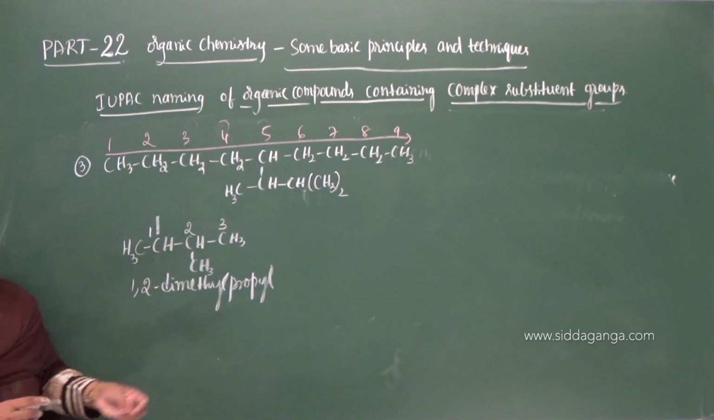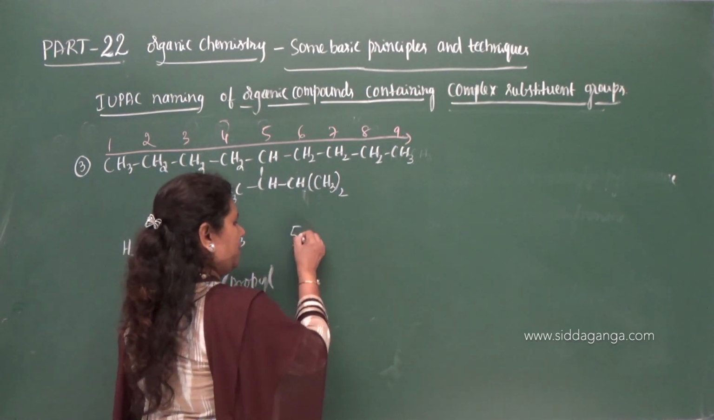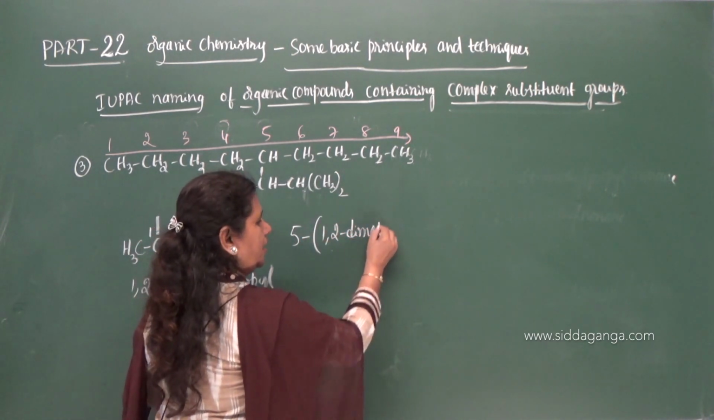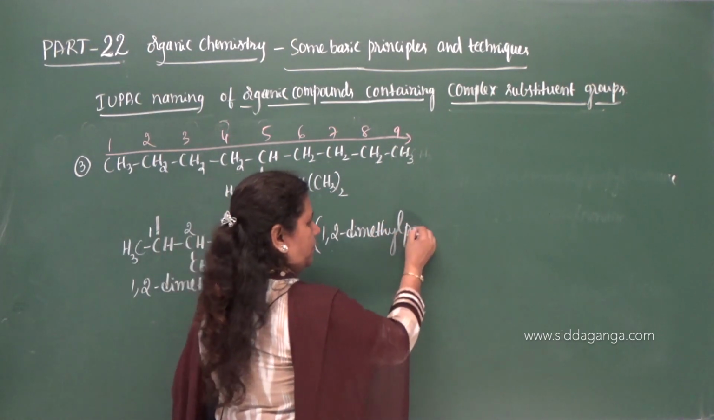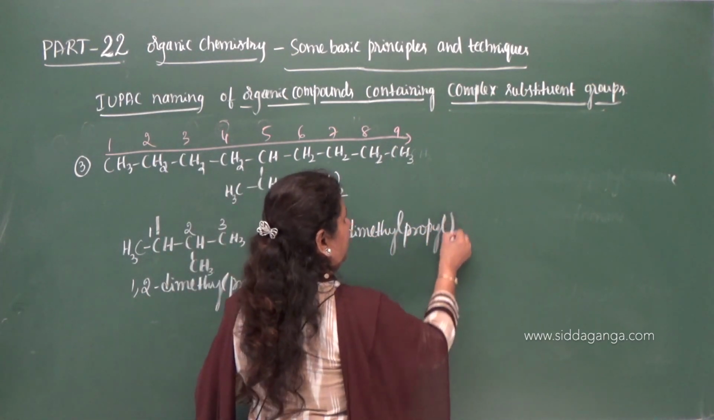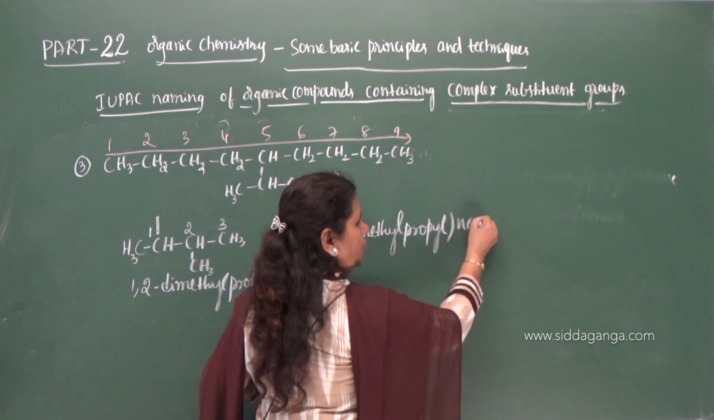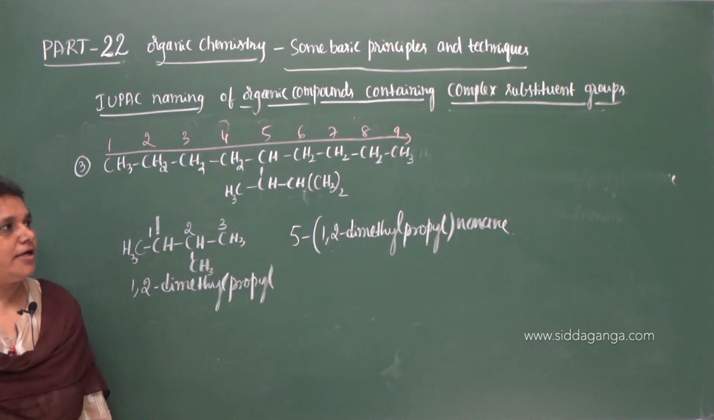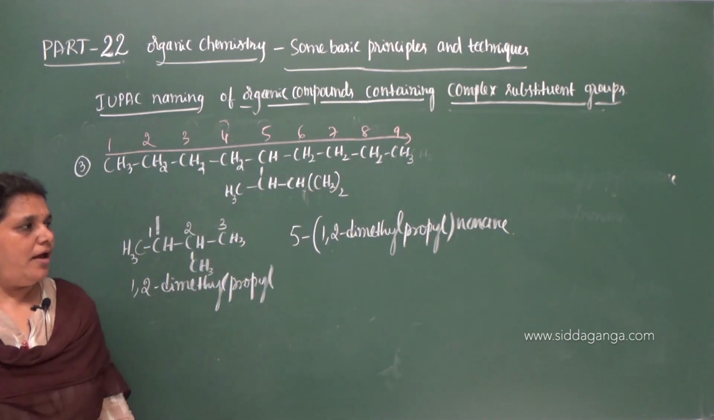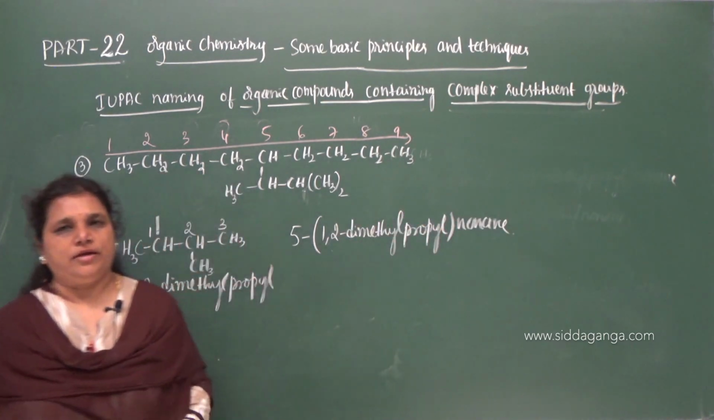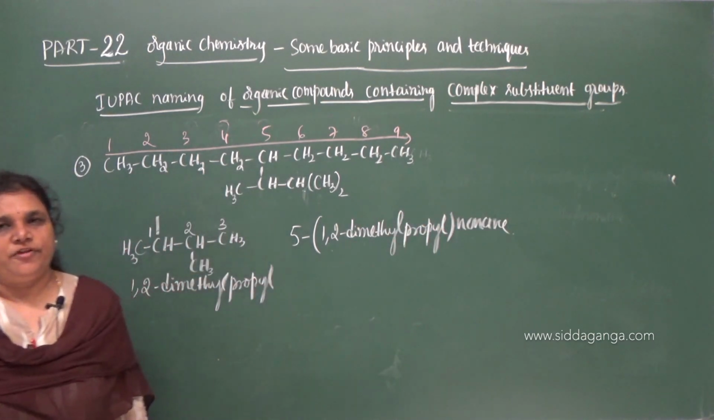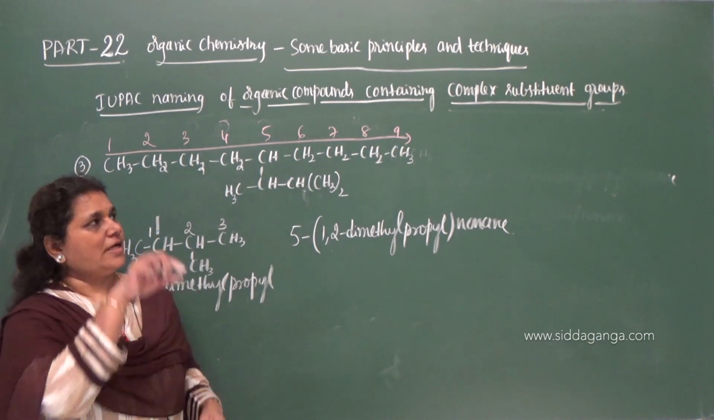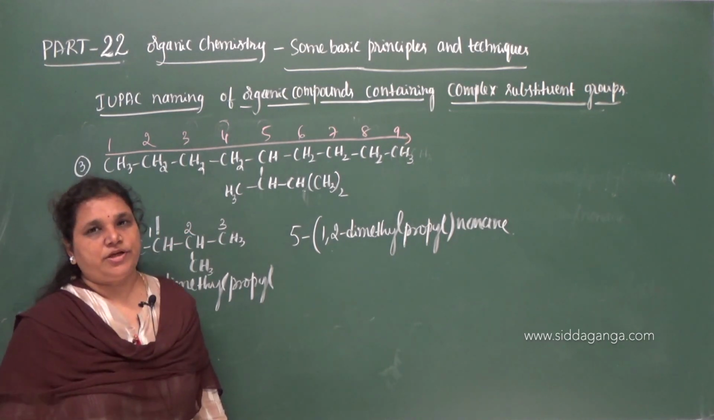What is the name of the compound? So 5, 1, 2 dimethyl propyl. What is the root name? Nonane. So 9 carbon atoms are there, and the carbon atoms are joined by single covalent bonds, and hence the name is nonane. So this is the IUPAC name of the compound. So remember these points while naming the organic compounds containing complex substituent groups.